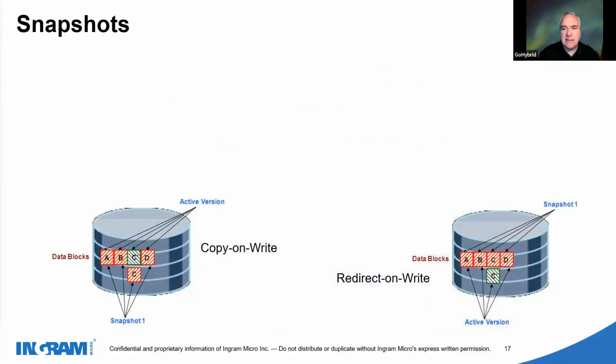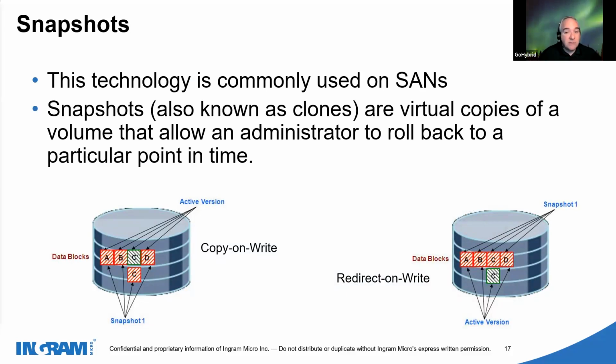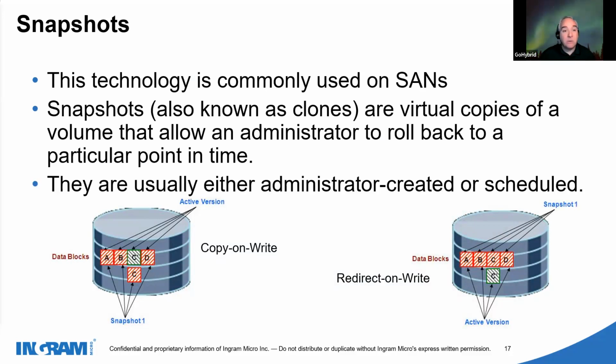Snapshots. Snapshots is a technology that's commonly found on SANs. Snapshots are also known as clones, and they are virtual copies of a volume that allow an administrator to roll back to a particular point in time. They're usually either created by an administrator or they can be scheduled as well. And there's 2 different ways I'm doing them here. There's 2 diagrams. There's one called copy on write. There's one method called redirect on write.